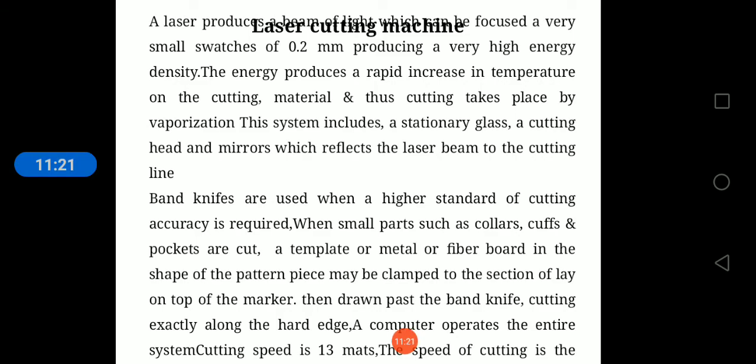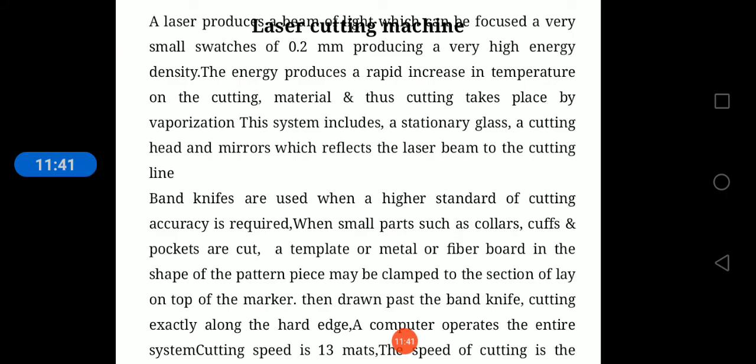Totally it is a superb advantage of laser cutting machines. It is a very accurate cutting, with speeds, mirrors, heads, and collars. Very accurate, and pockets are also cut with very high accuracy.